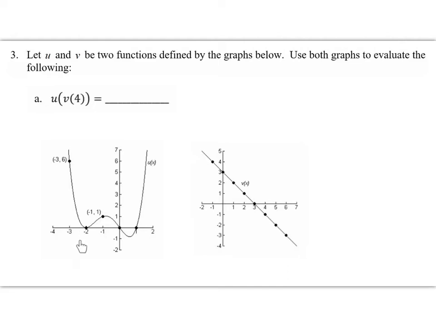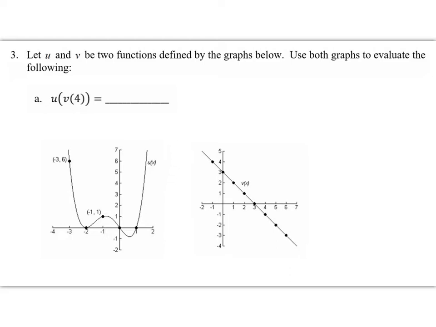What we're given here are two functions, u and v. We're given the graphs of the two functions. So there's u's graph, and then we have v's graph over here. And we're being asked to determine a value, u of v of 4. Now, the idea is not to determine what the formula is for these functions and use formulas. The idea is to get the values off the graph.